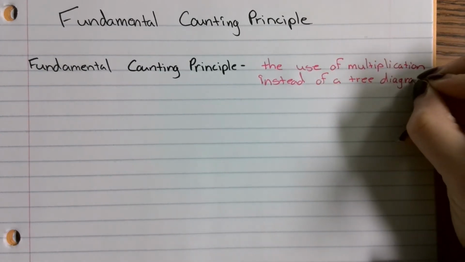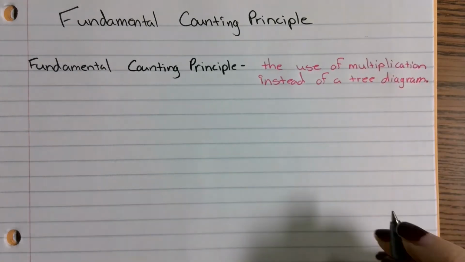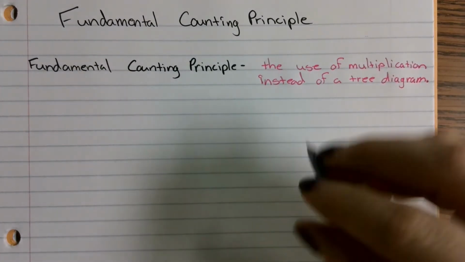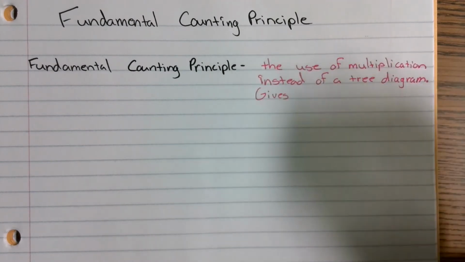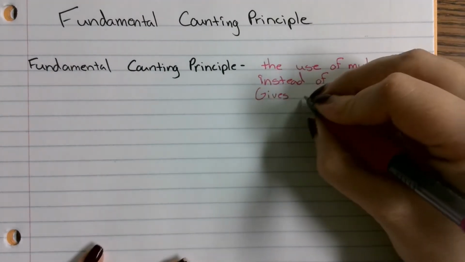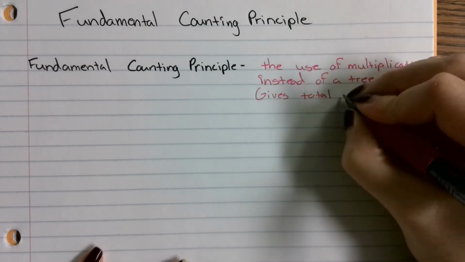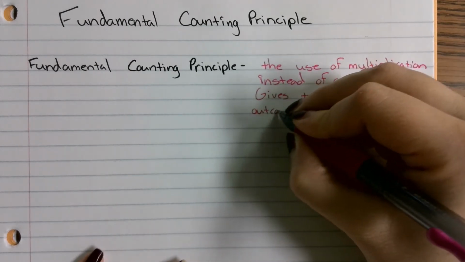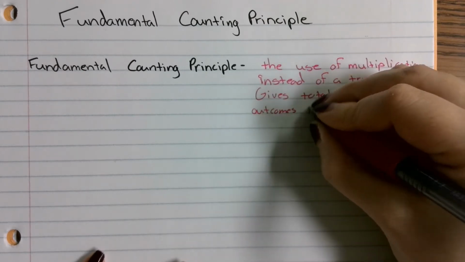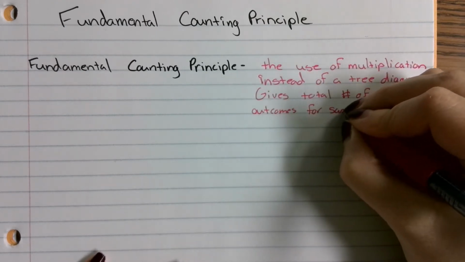So again, your tree diagram will map out what each individual outcome will look like. The fundamental counting principle is just a shortcut that's going to give you the total number of outcomes for your sample space.